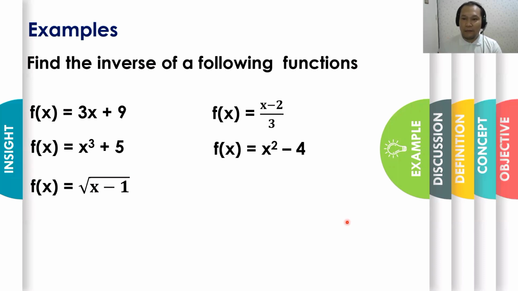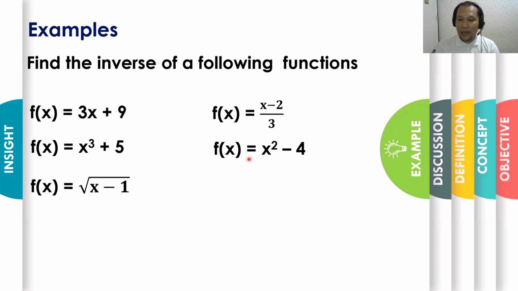Okay? But remember, only a one-to-one function has an inverse function. Therefore, for example number 3, which is a radical function, and example number 5, which is a quadratic function, we are going to provide restrictions so that we are not going to come up with an imaginary solution.